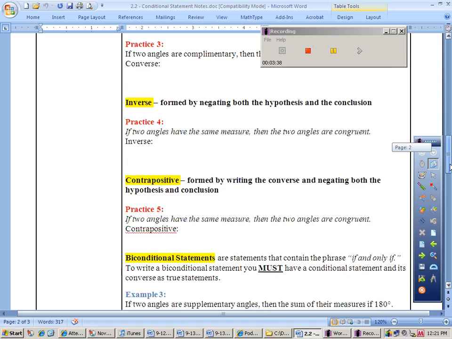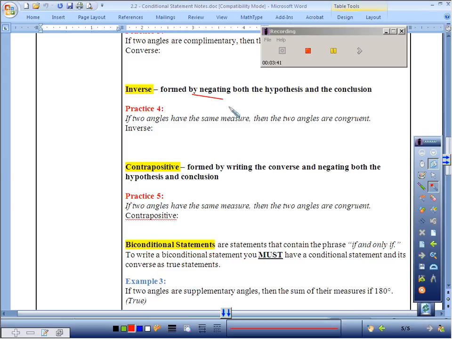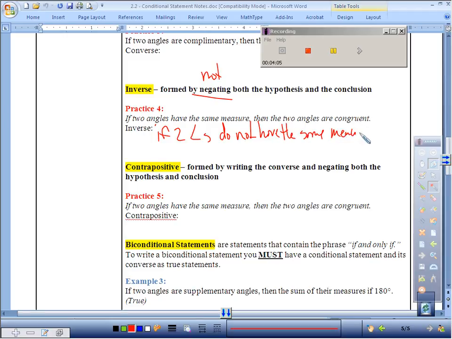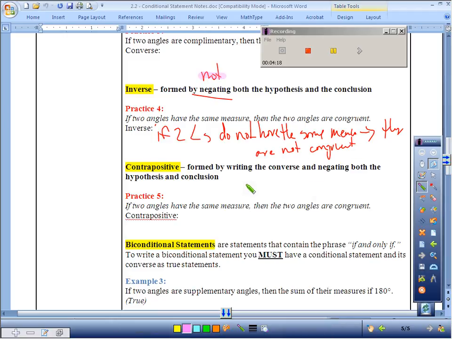The next related statement is the inverse. This simply negates, using the term not, the conditional statement. So if I take the same, if two angles have the same measure, then the two angles are congruent. To create the inverse of this, I simply say, if two angles do not have the same measure, then they are not congruent. So by negating, using the term not, we've created the inverse.